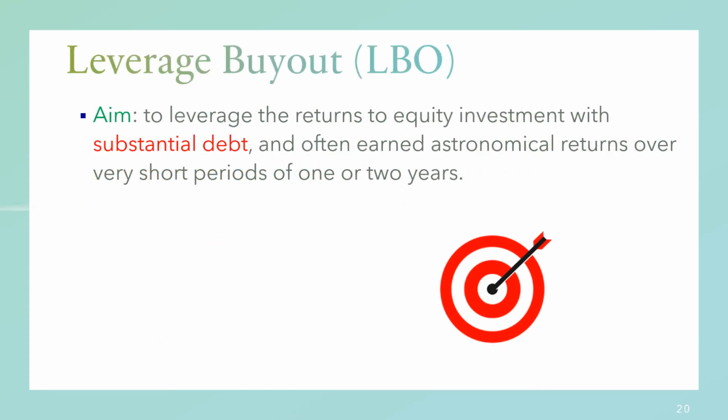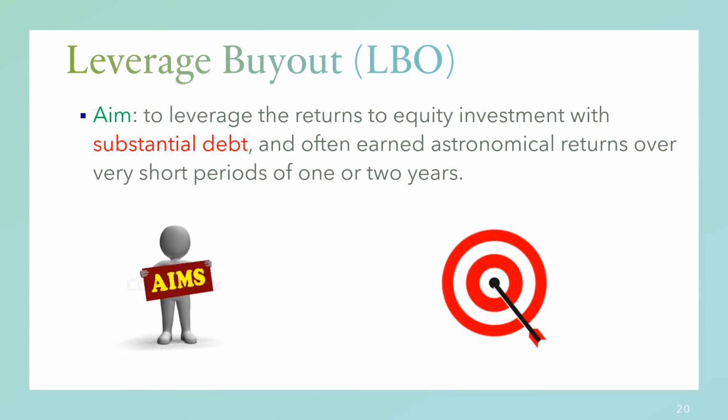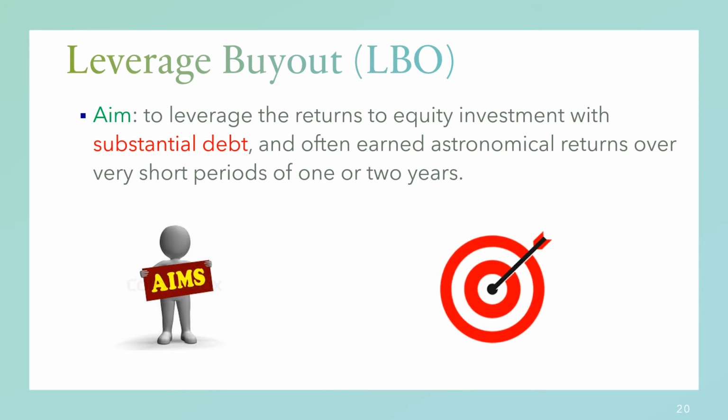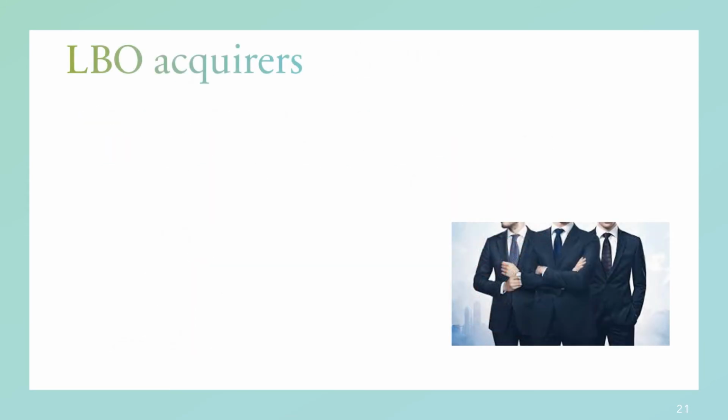The aim of leverage buyout is to leverage the returns to equity investment with substantial debt. With a small base in equity financing, astronomical returns can be earned over very short periods of 1 or 2 years. Who are the leverage buyout acquirers? There are three types of acquirers.